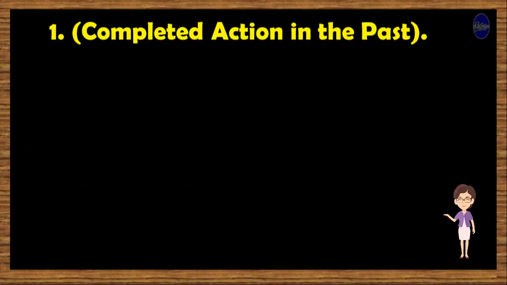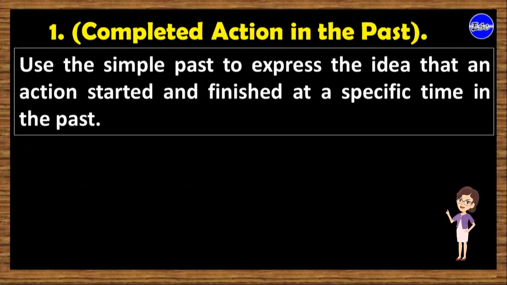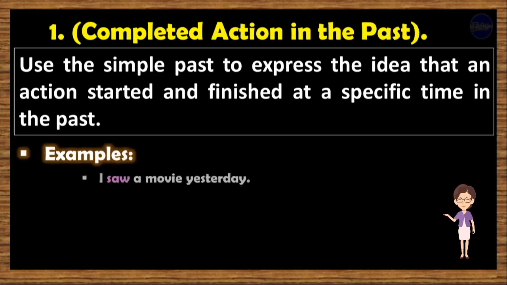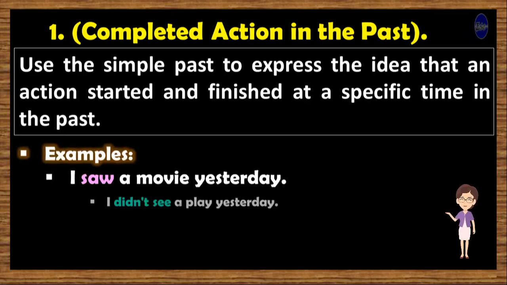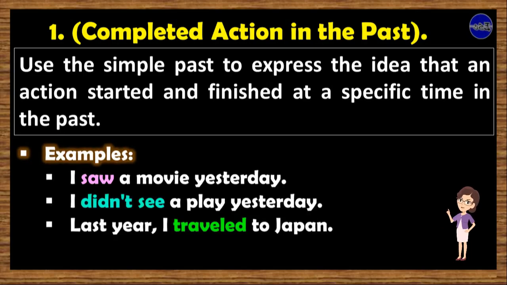Use 1. To talk or indicate completed action in the past. Use the simple past to express the idea that an action started and finished at a specific time in the past. Sometimes, the speaker may not actually mention the specific time, but they do have one specific time in mind. Examples. I saw a movie yesterday. I didn't see a play yesterday. Last year, I traveled to Japan. All these 3 sentences indicate that the activities had been done or completed in the past.